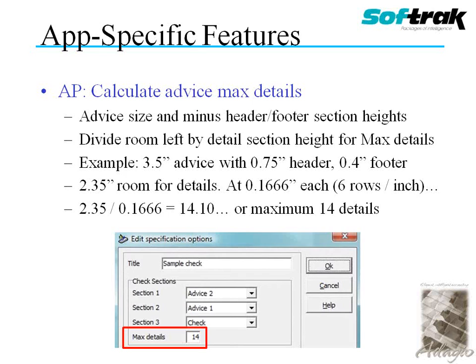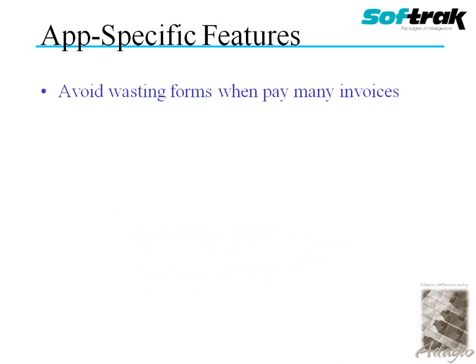Those details are on a check-by-check basis, of course, depending on your advice header and footer section heights, and also the size of your advice section for your form in general. So that's just one tip for doing a check creation and setup. One particular tip for Adagio receivables and printing statements. Oh, sorry, there's one more here for payables.